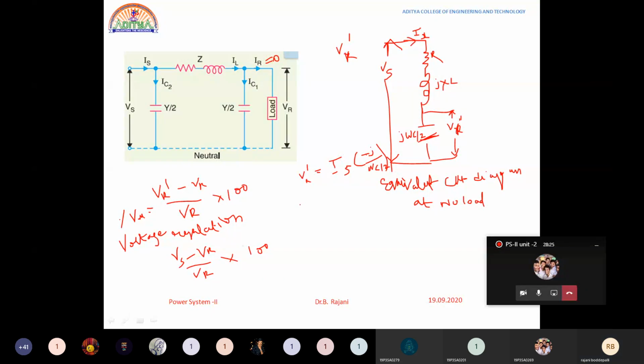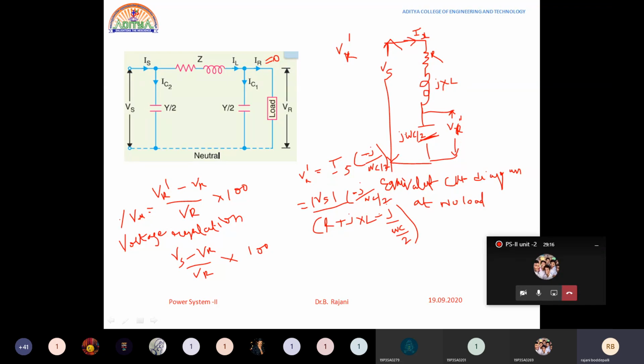Now, this can be further simplified. IS can be written as VS by the total impedance, that is R plus jXL plus the capacitive reactance, minus j by omega C by 2, into this part, minus j by omega C by 2.